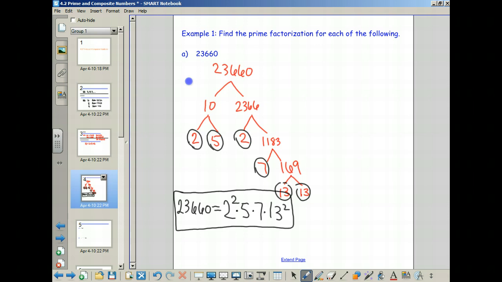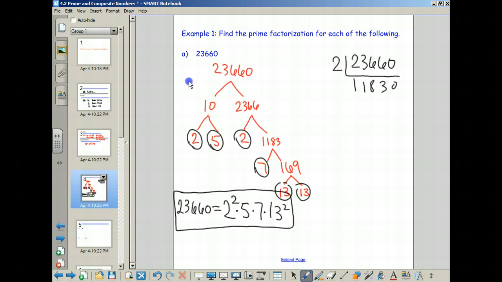All right, so let me show you another one. This method is going to look kind of like a division method upside down. And what we're going to do is look for the smallest prime number that divides this number. And what is that? 2. All right, so Lauren, since you are so good at dividing by 2, can you divide that one for us? 11830. That's right. All right, so that's what we have.